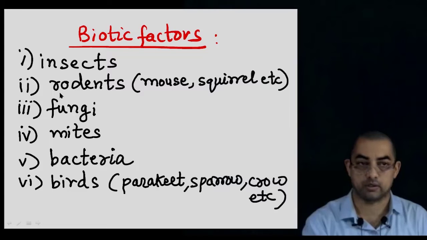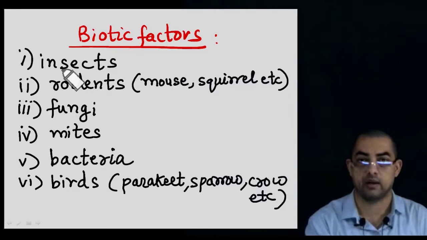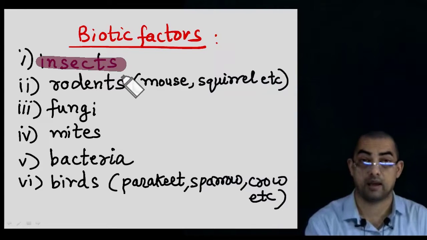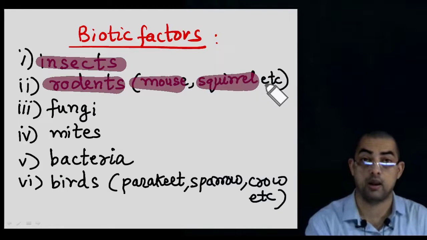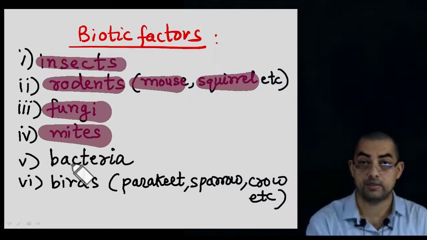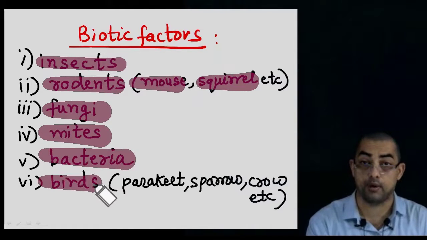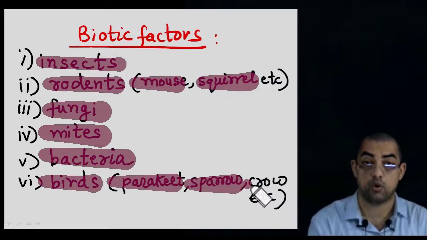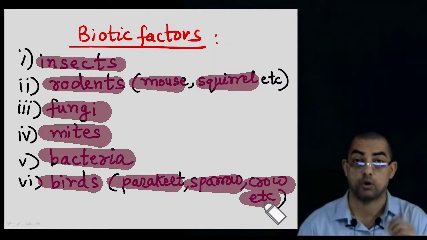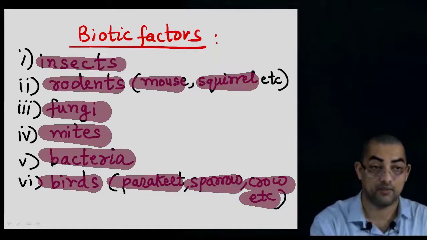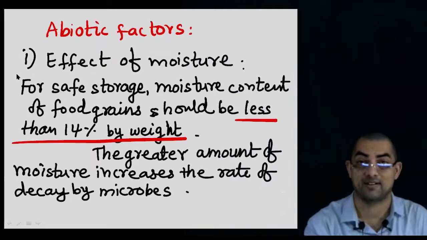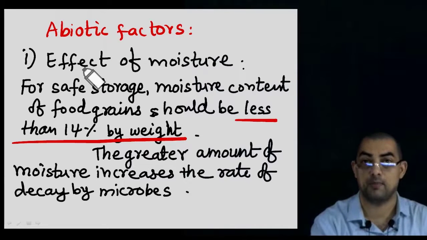Some of the biotic factors are insects, which can damage your stored food grains. Rodents like mouse and squirrel can eat a lot of stored food grains. Fungi, mites, bacteria, or even birds like parakeet, parrots, sparrow, crows can also eat a lot of the food grains which you have stored. So you have to keep your food grains away from all these biotic factors. Apart from these biotic factors, there are some abiotic factors.